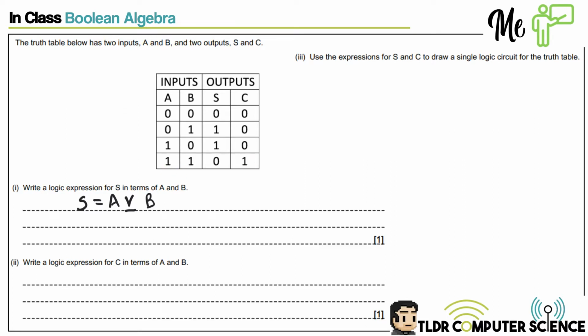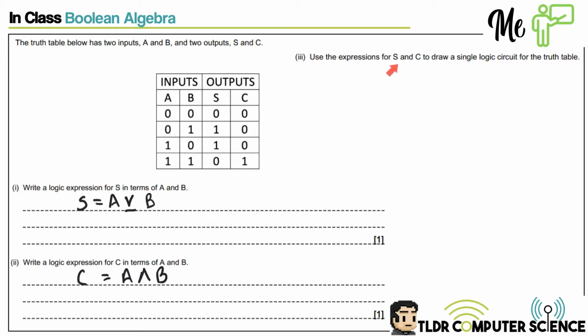So how am I going to write that out? C is equal to A, and how do you do AND? Do you remember? So it's like that way around, isn't it? A tool to remember it: AND is a bit like an A. I remember the V as OR, and then it's the opposite way around for AND. Anyway, C equals A and B.